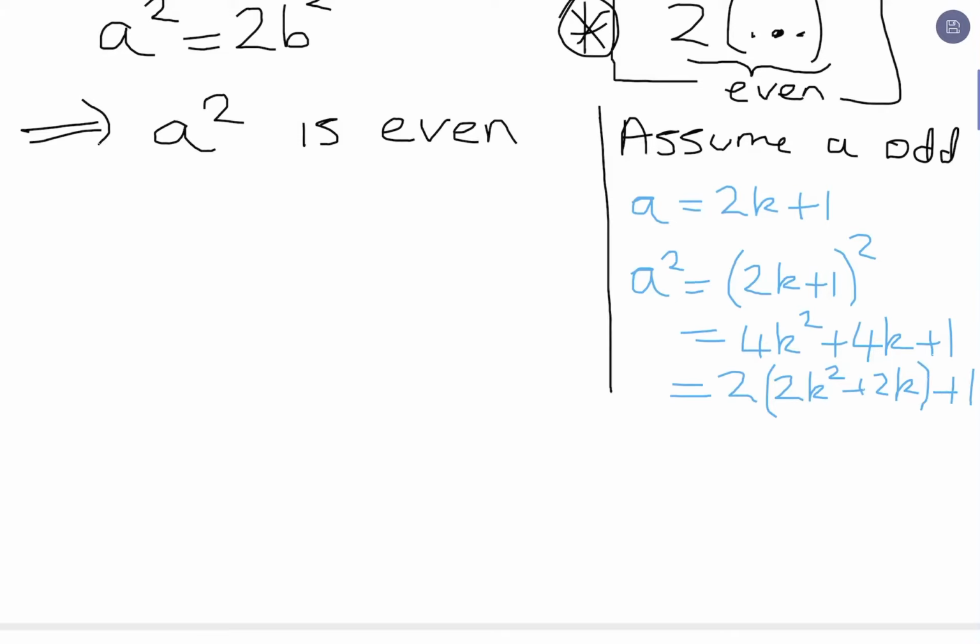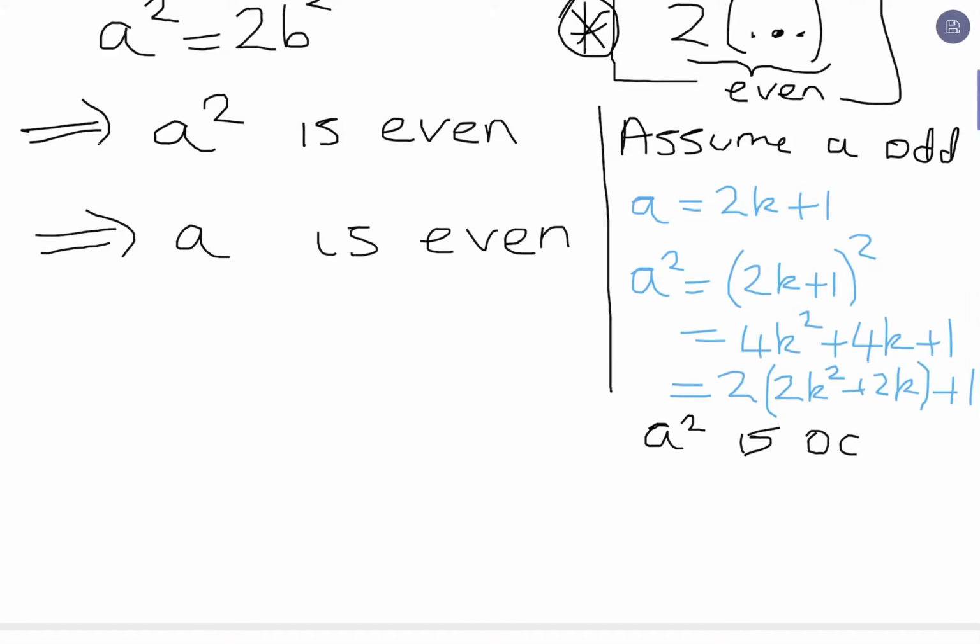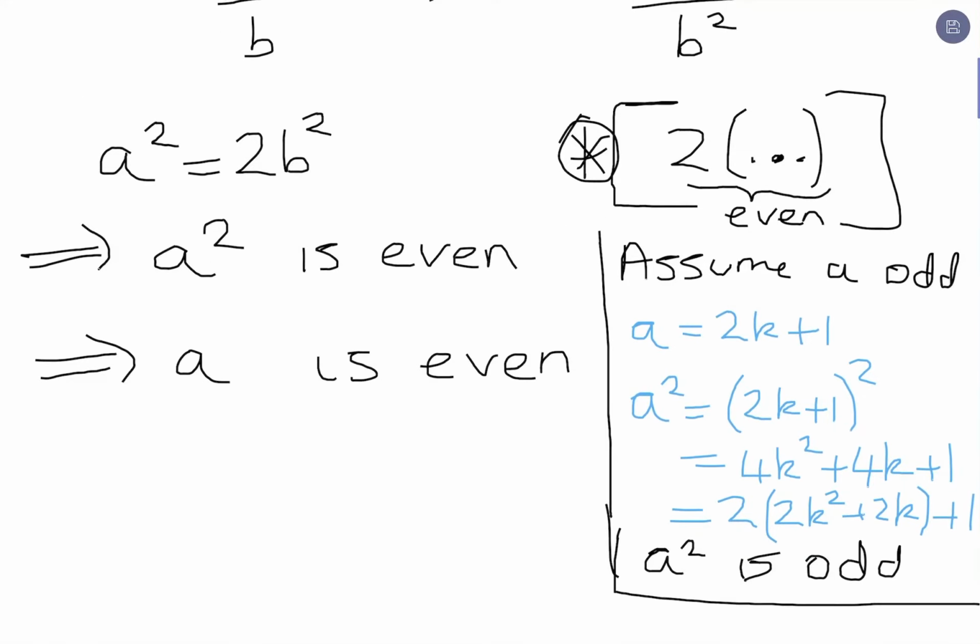So what have we done here? We've actually shown that a squared is odd if a is odd. So this is a contradiction, since we know a squared is even. And from that we must be able to deduce that a is even. My bad there. So let's forget about that for now. We've shown that if a squared is even, then a must be even.